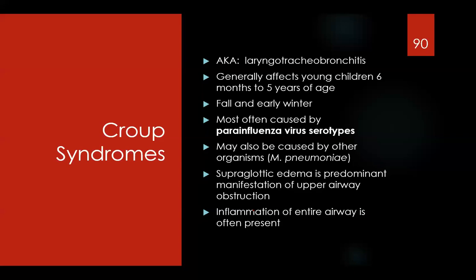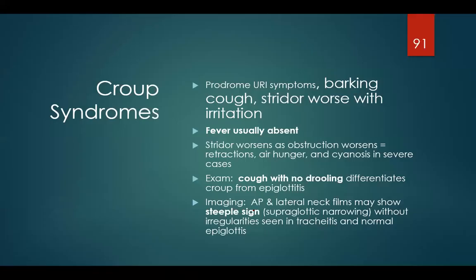You can have supraglottic edema, a prominent manifestation of this upper airway obstruction. Inflammation over the entire airway is often present. They're going to have a barking, stridorous cough. They're going to have stridor. They're going to be febrile. They're going to be sick. They might be wheezing, but they're not going to be drooling like you do with epiglottitis, and they're going to have a steeple sign. So you get a sick kid with stridor who's not drooling and has a steeple sign, well, your answer is going to be croup.